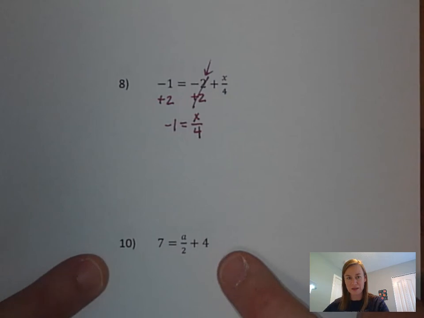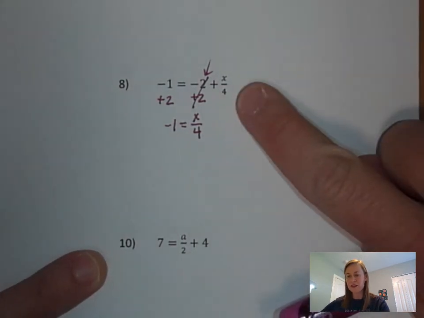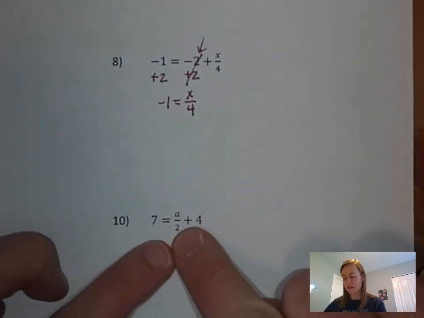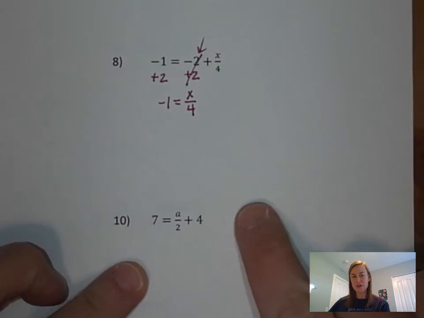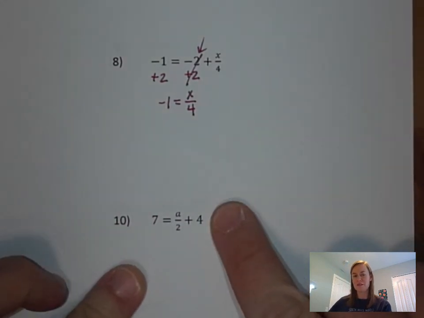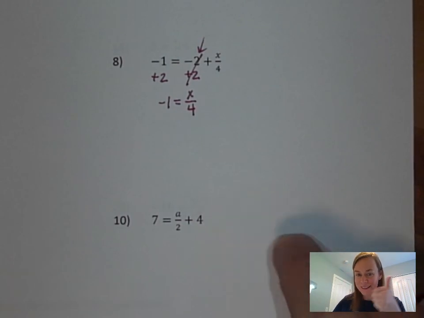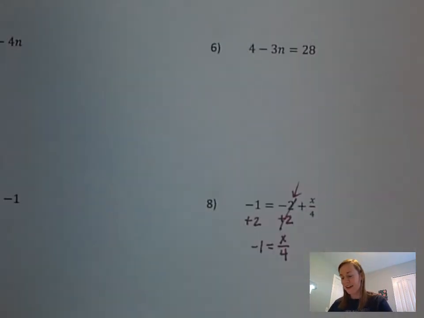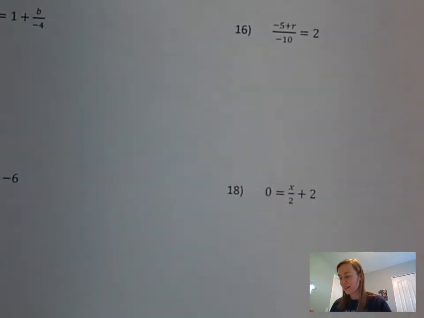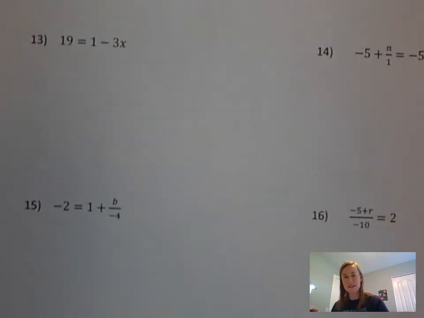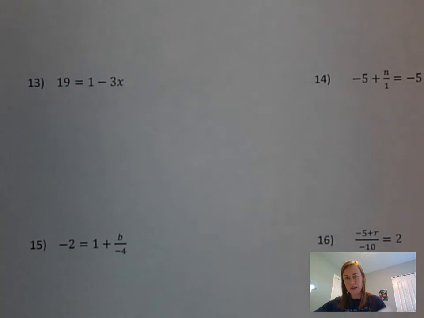Let's talk about number 10. Is 10 like this one, or is it like one of those from the beginning? In other words, should you get rid of the 2 first or get rid of the 4 first? What do you think? If you said get rid of the 4 first, you're right. Good work.